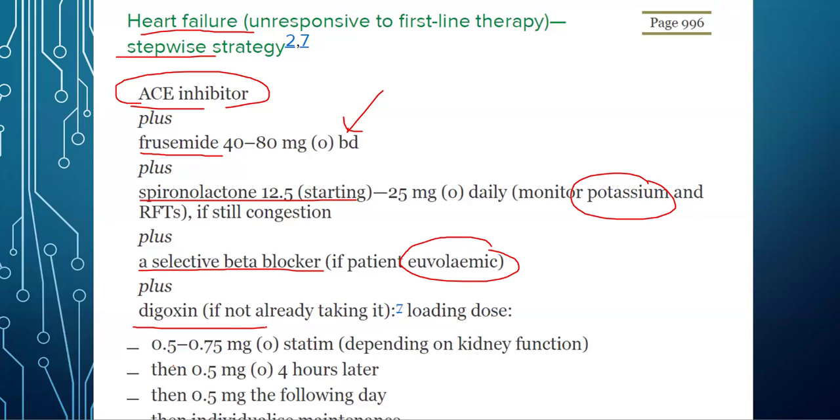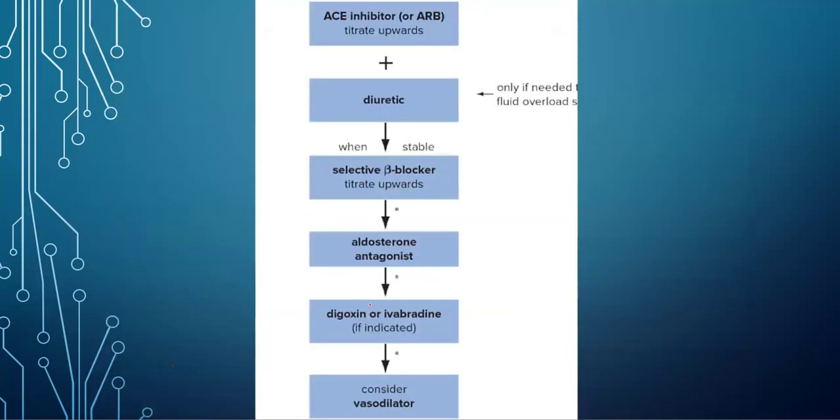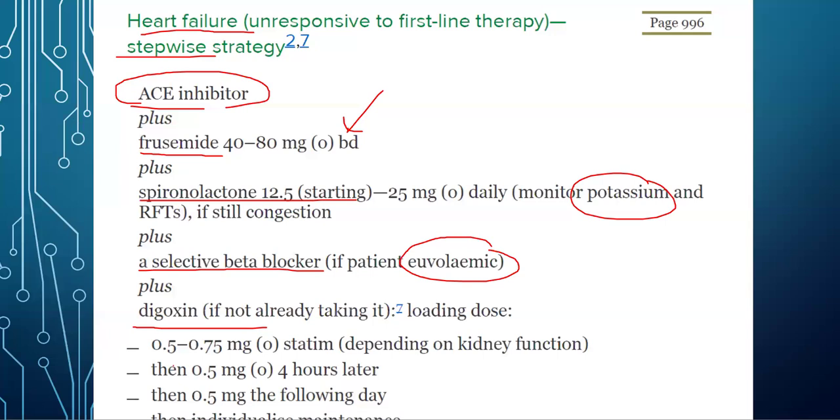Okay, so ACE inhibitor or ARB. If that doesn't work, then furosemide. If furosemide doesn't work, spironolactone. Then you can add a beta blocker like metoprolol or atenolol. Still not helping, then the last option is digoxin. So this step-by-step management is very important for the exam. You need to memorize this. Any question with this medication management?